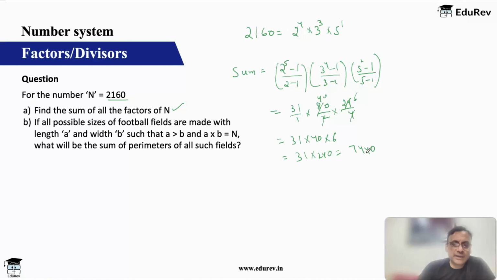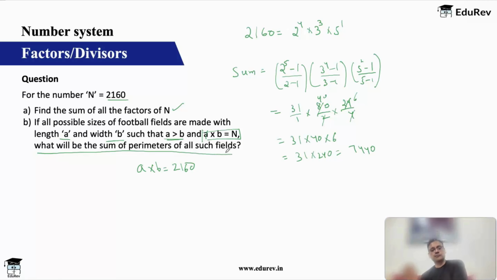Second is a very interesting application. If all possible sizes of football fields are made with length A and width B such that A is greater than B, so length is greater than the width, and A into B is equal to N. That means A into B is equal to 2160. Then what will be the sum of the perimeters of all such fields?